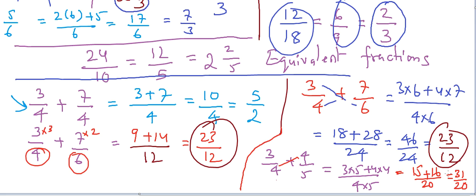So we have seen how to add two fractions: when the denominators are the same, when the denominators are different but not co-prime, and when the denominators form a co-prime pair. In all three cases we have seen how to add two fractions.